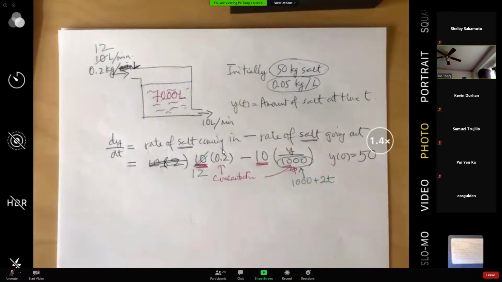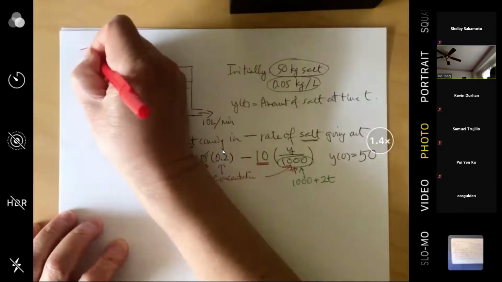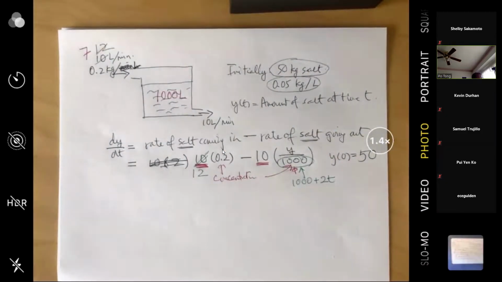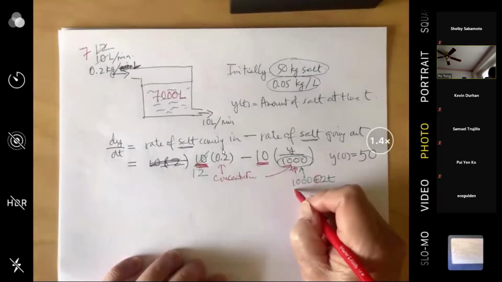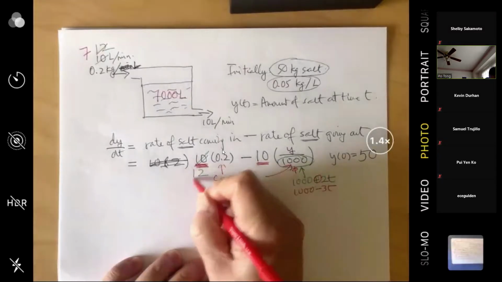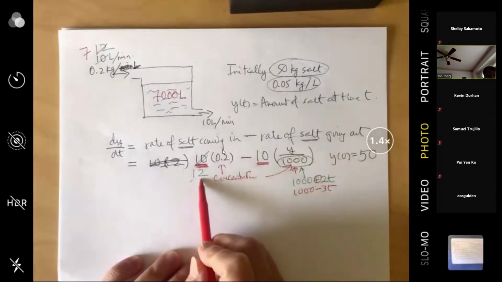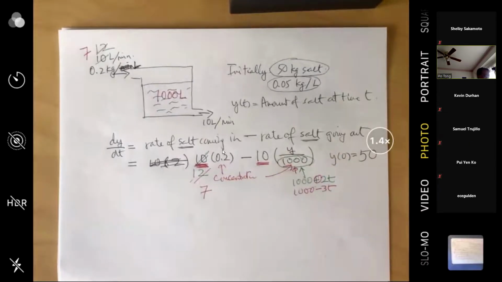What happens if I change this to 7 instead? Minus 3t. This will be 1,000 minus 3t. And this will change over here to 7. This will change to 7. So I hope you guys understand this.